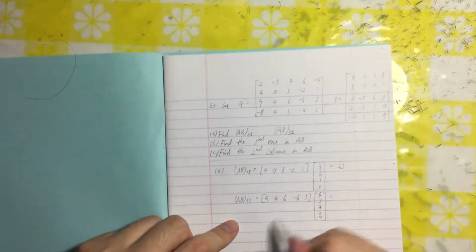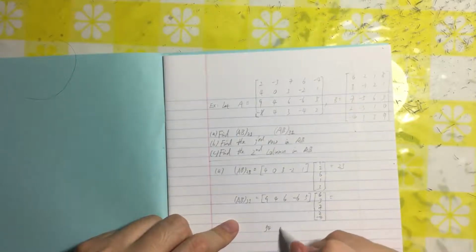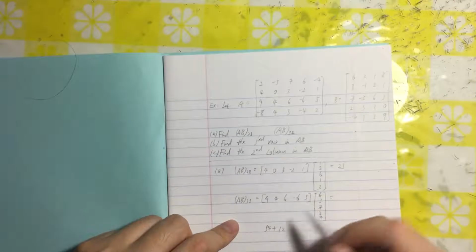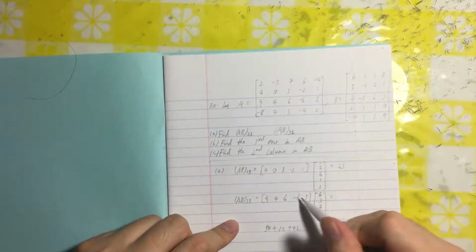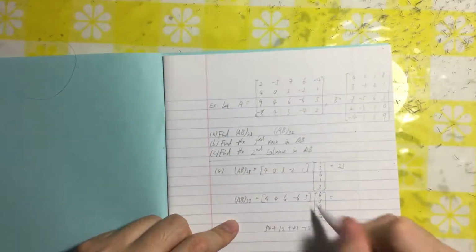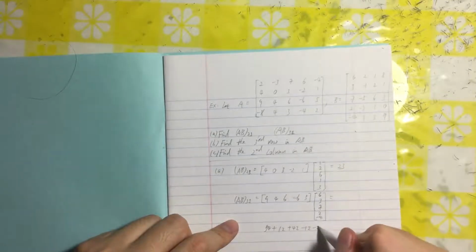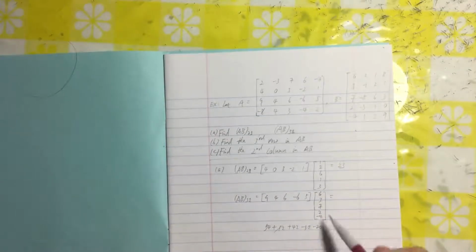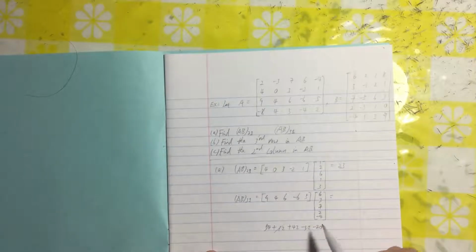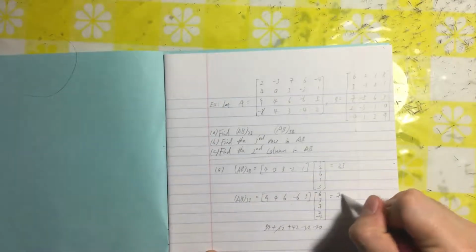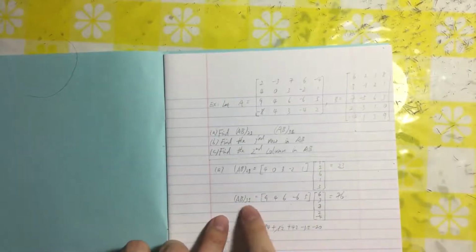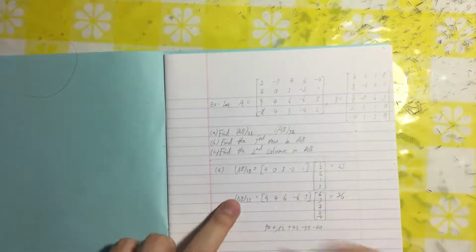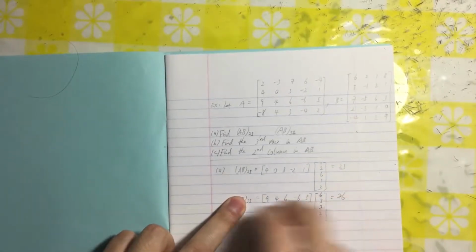Here I have 9 times 6 is 54. 4 times 3 is 12. 6 times 7 is 42. Negative 6 times 2 is negative 12. 5 times negative 4 is negative 20. And then adding up. 12 will cancel. Here I get 96 minus 20 is 76. That's the entry in the third row, first column. That's part A.